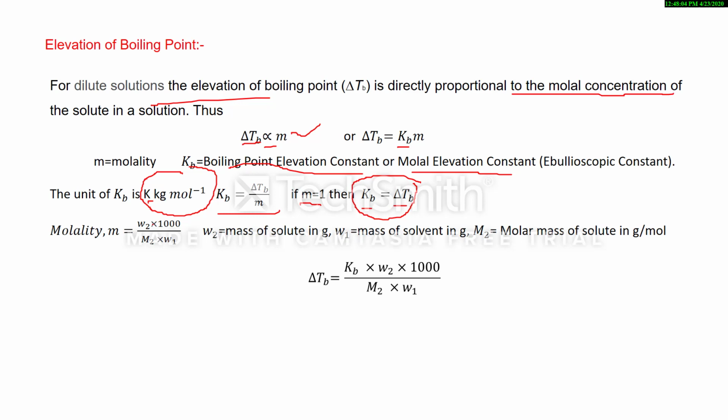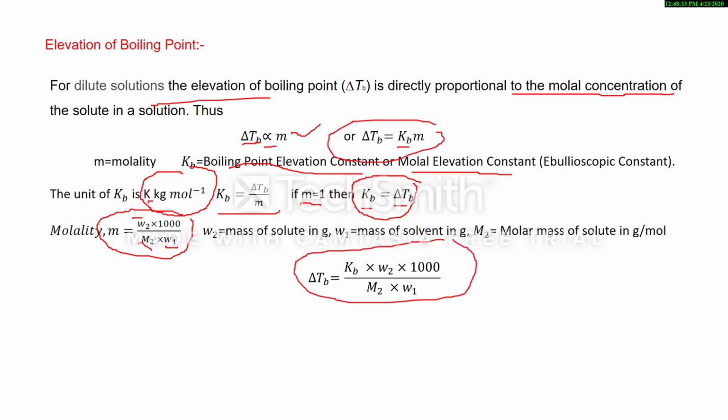Is it clear? Now again, we already discussed what molality is. So this is the formula of molality, where W2 is the mass of solute in gram, M2 is the molar mass of solute in gram per mole, and W1 is the mass of solvent in gram. If we put this formula of molality in this equation, then we will get this formula. Now again we can say there are 5 parameters: this is 1, 2, 3, 4, and 5. If any four are given, the fifth can be calculated.